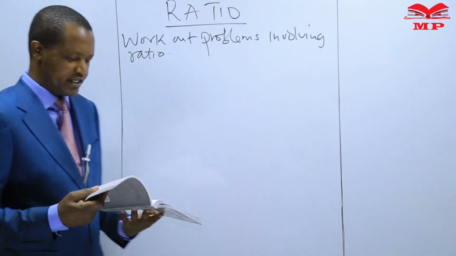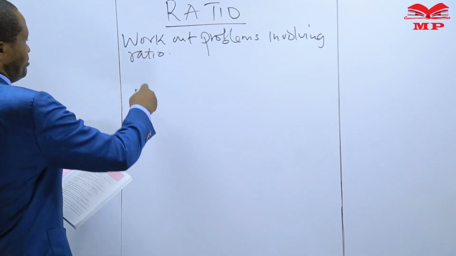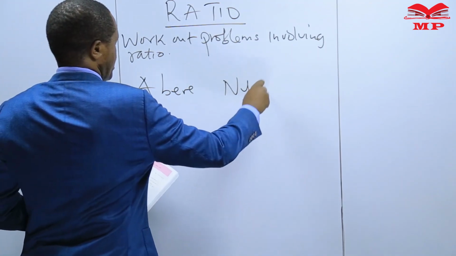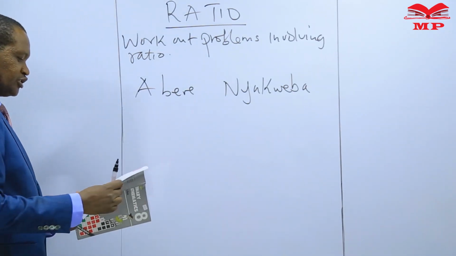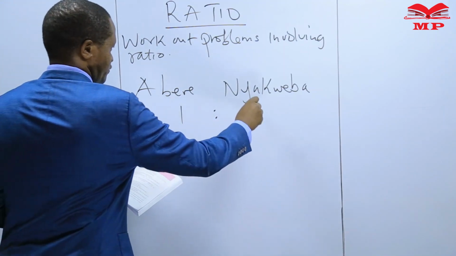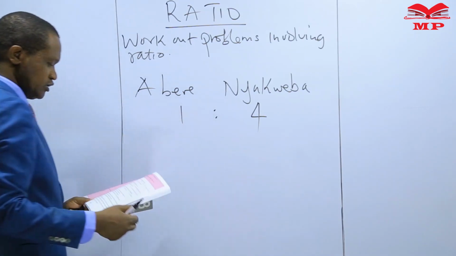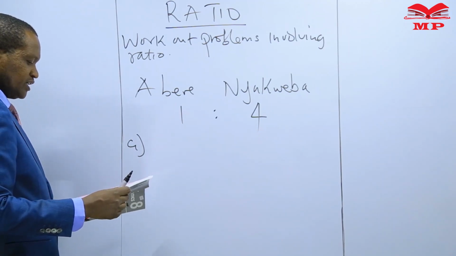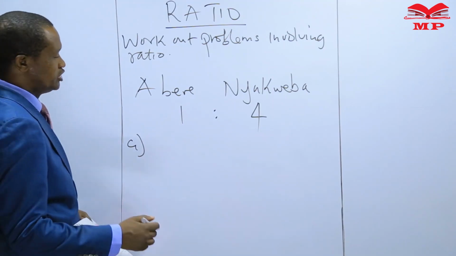So we have here Abere and Nyakweba. Abere and Nyakweba shared a sum of money in the ratio 1:4. So A, the question is, what fraction of the money did each get?